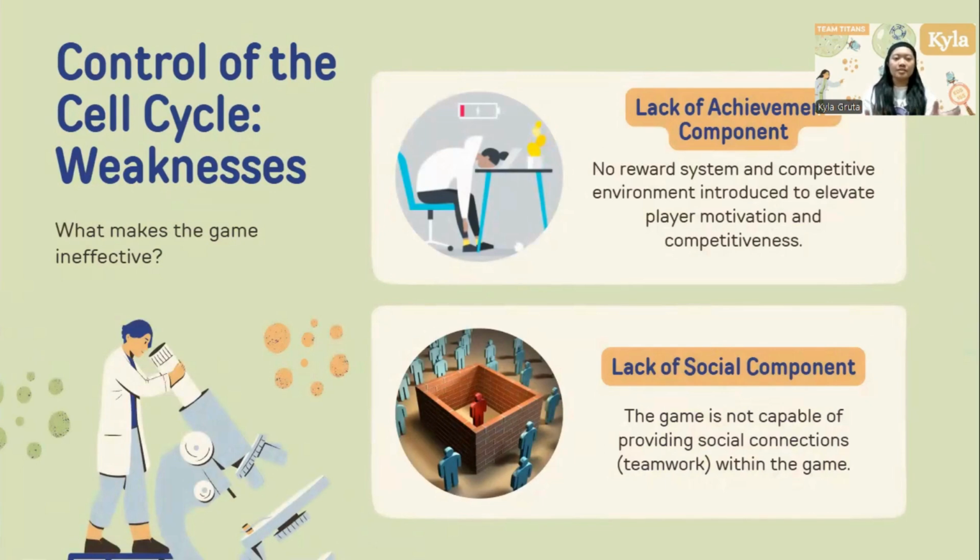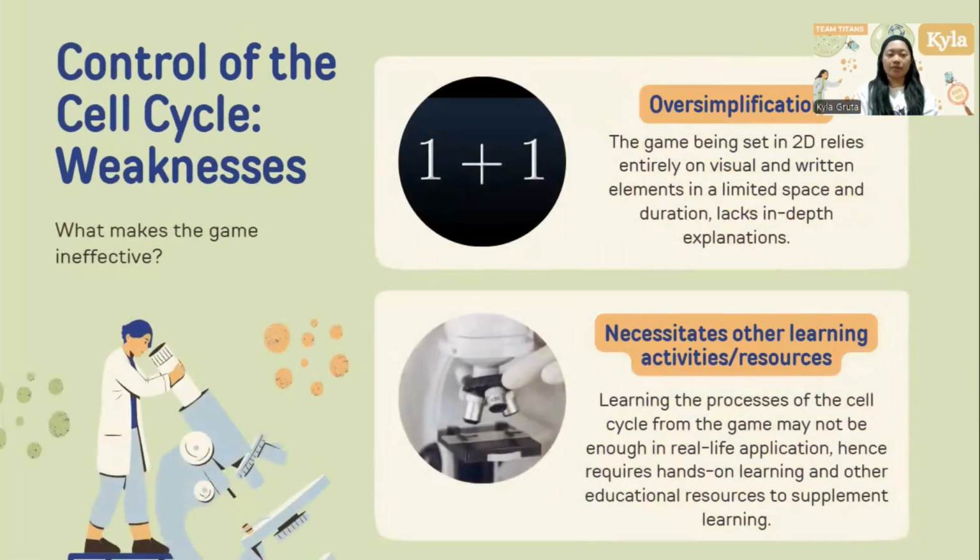The lack of reward system and a venue for collaboration may cause a decrease in motivation and social connection. While the simplicity of the game benefits the beginners or those with basic knowledge about the cell cycle, the content, due to its 2D structure, may oversimplify the subject matter. For learners who want to learn about the complexity of cell biology, this game may not satisfy them due to a lack of in-depth learning experience.